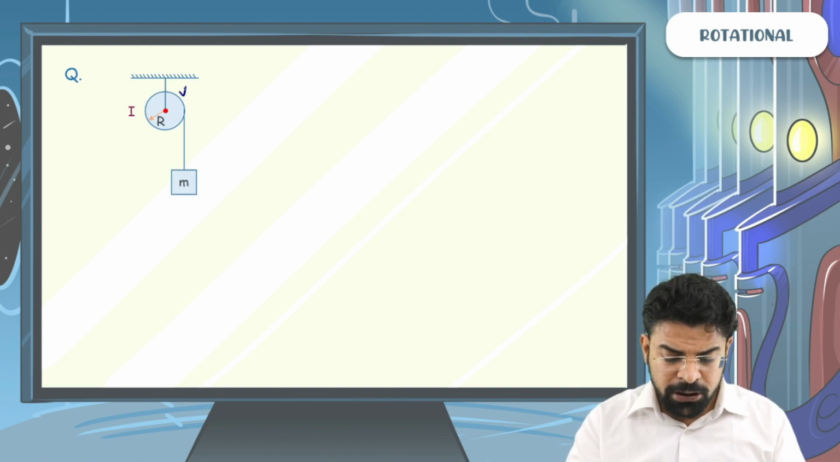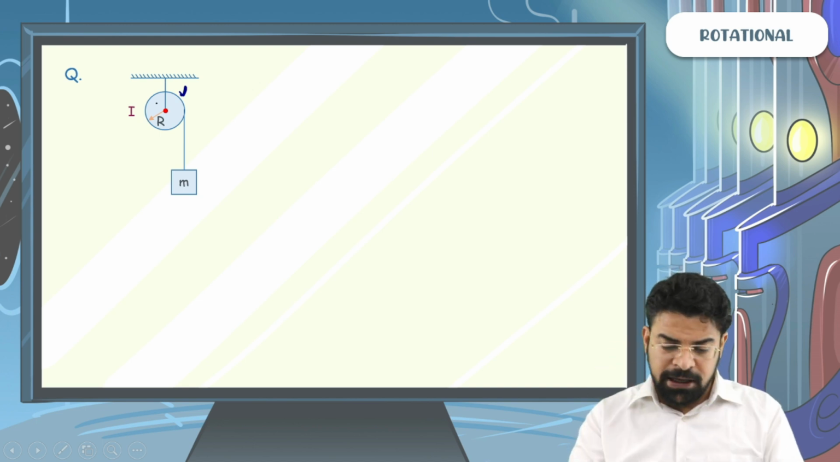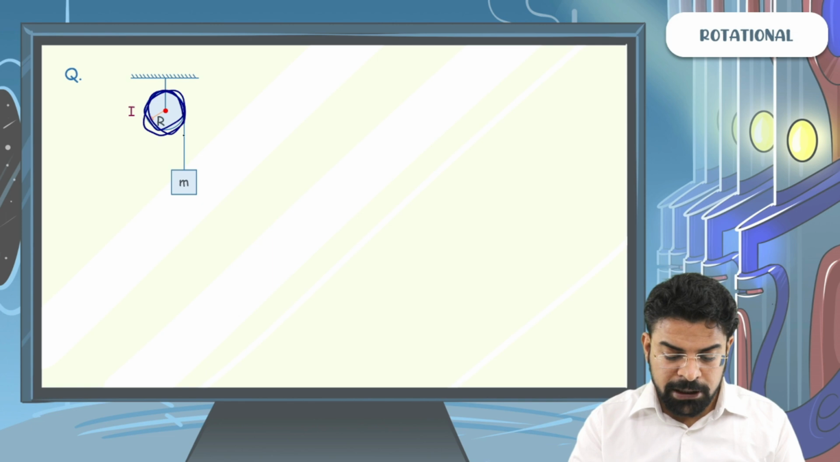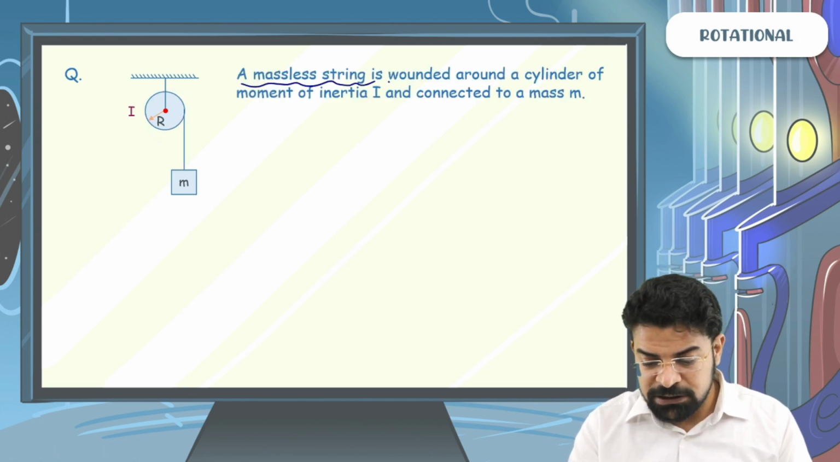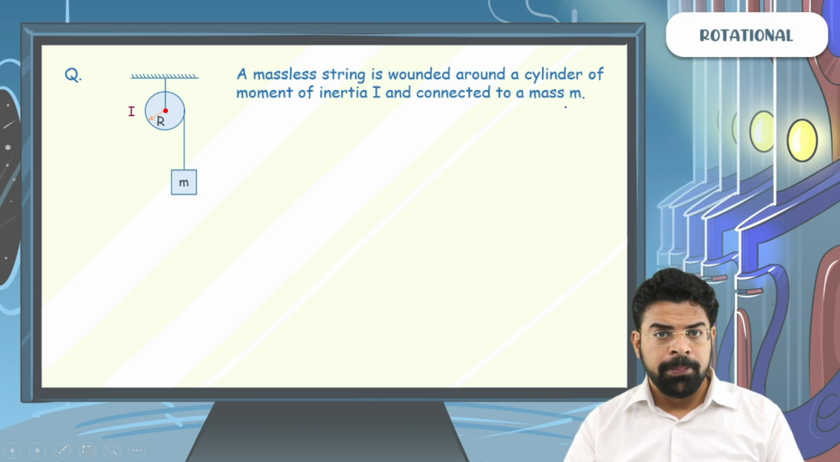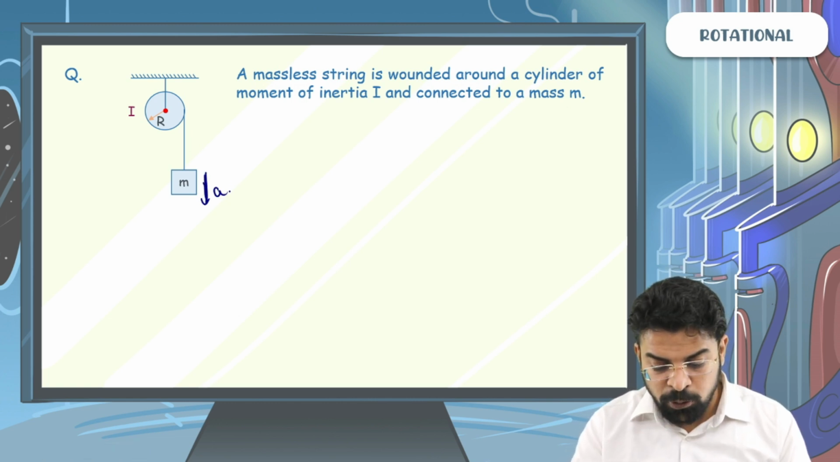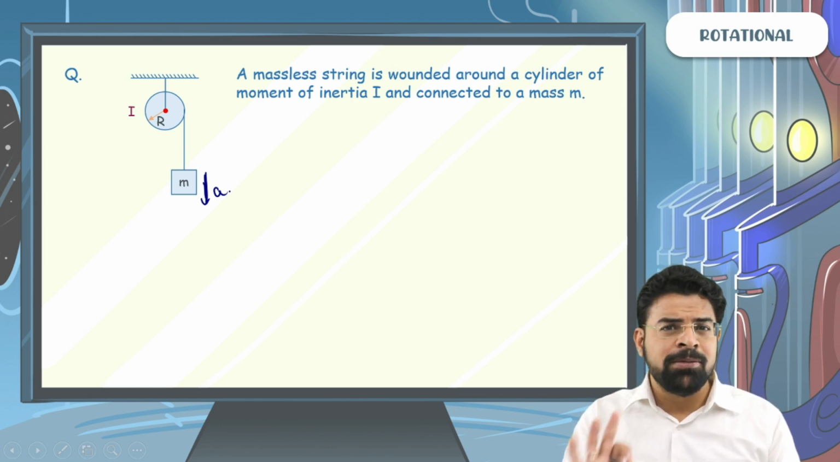This time we have a cylinder type object suspended from its center, and a string is wrapped around it, and then this string is connected to a block. The question is, a massless string is wound round a cylinder of moment of inertia I and connected to a mass m. What will be the acceleration of this block once released? This is again a simple question and you are going to remember the answer.